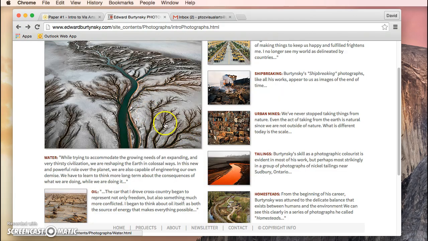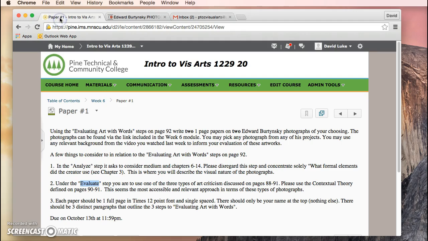Then you head into your other 2 paragraphs, which are going to be the analyze, and then the 3rd paragraph, which is evaluate. Okay, questions, concerns, please email me. I'm happy to clarify. This is an important step in moving from a simple regurgitation of facts or understanding of concepts to taking those concepts and applying them to works of art.